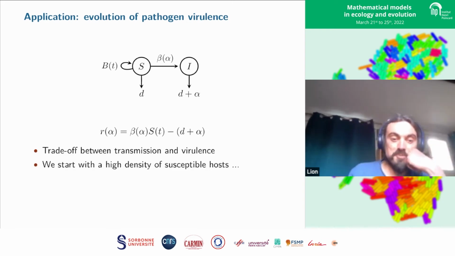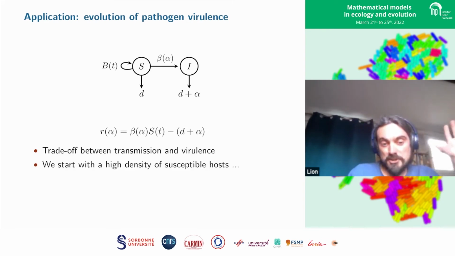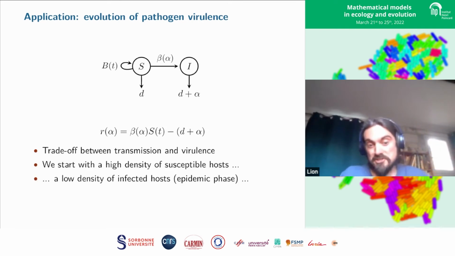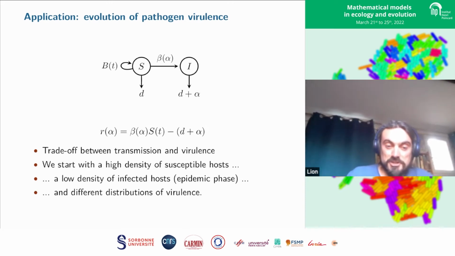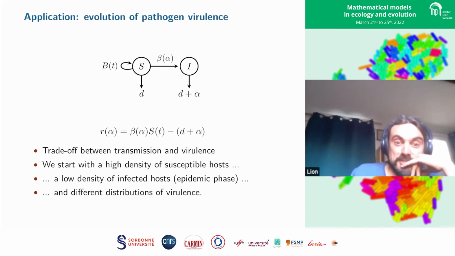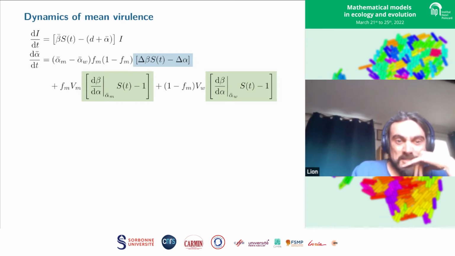We have this trade-off between transmission and virulence, and I'm going to show simulations where we start with a high density of susceptible hosts and a low density of infected hosts, so we have an epidemic phase, and start with different distributions of virulence. So these are the equations using this general framework. We have again the blue term in the first line, and the green terms in the second line.